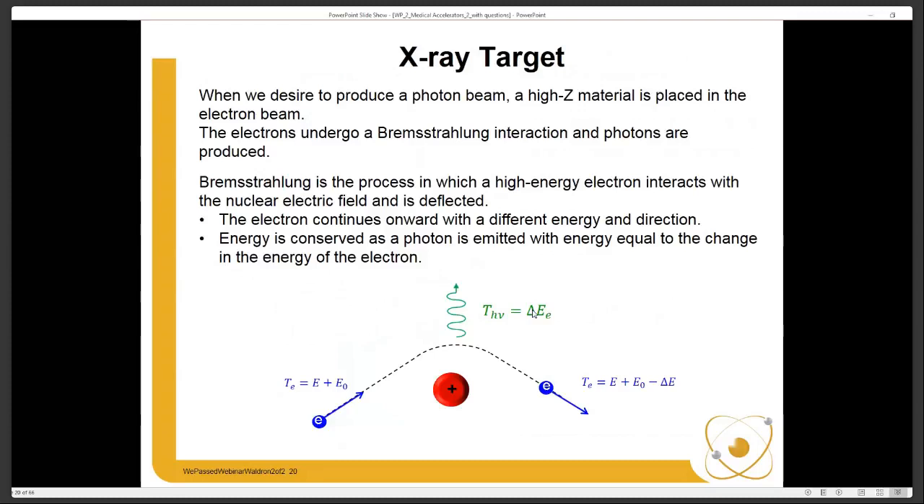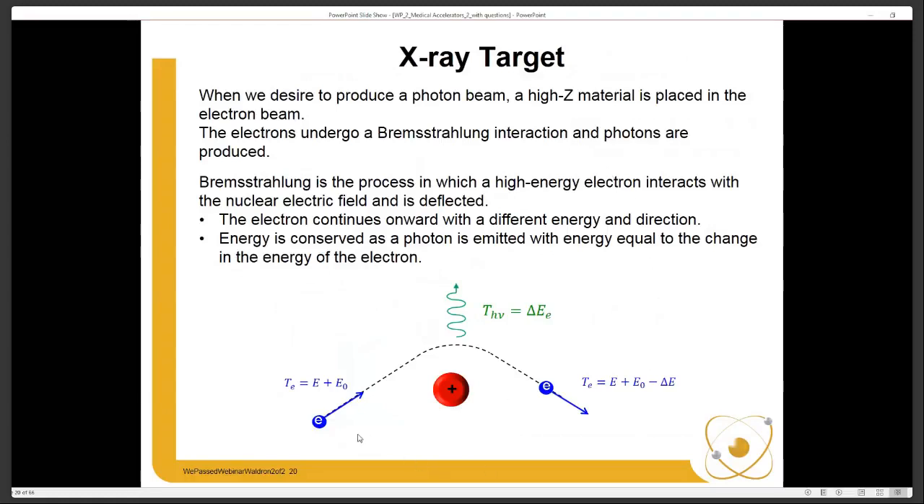Back to photons, and we'll be sticking with photons for a little while here. I've said the word target a few times. What do I mean by a target? The target is the thing that turns our electron beam into a photon beam. The way this happens is we place some high Z material in the electron beam. Electrons then have an opportunity to undergo a Bremsstrahlung interaction with the nuclei of the material we've placed in there.